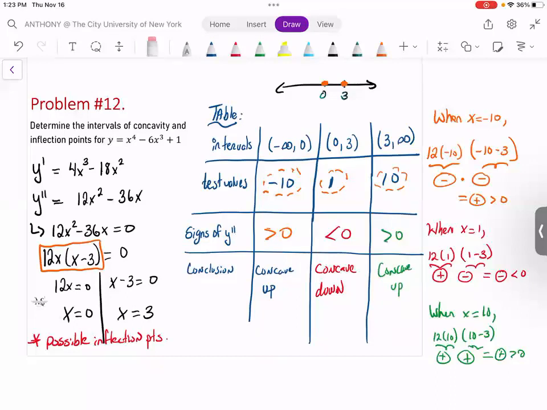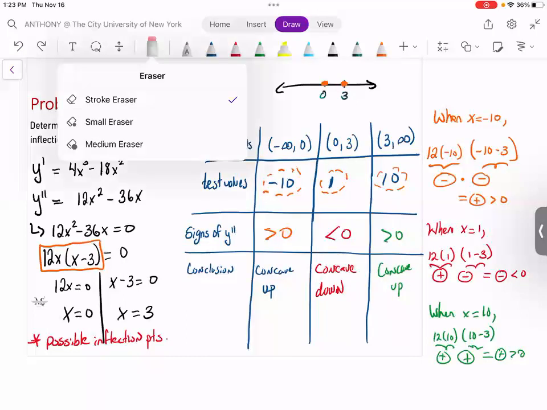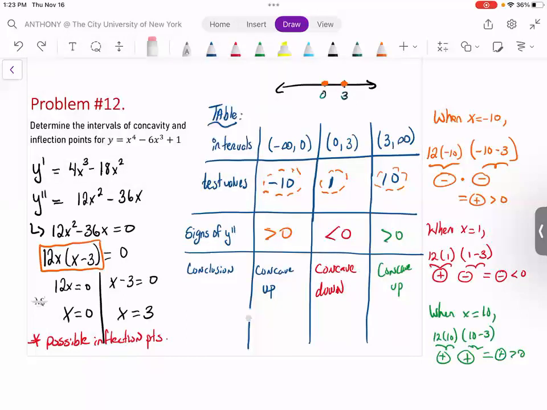And there we go. You have your intervals of concavity. The first interval, negative infinity to 0, is concave up, 0 to 3 is concave down, and then 3 to infinity is concave up. Now remember, I did make a comment saying that these values 0 and 3 were your possible inflection points. To the left and to the right of 0, the concavity changed. And to the left and to the right of x equals 3, the concavity also changed.